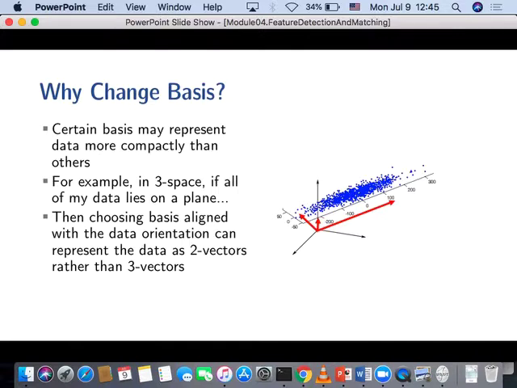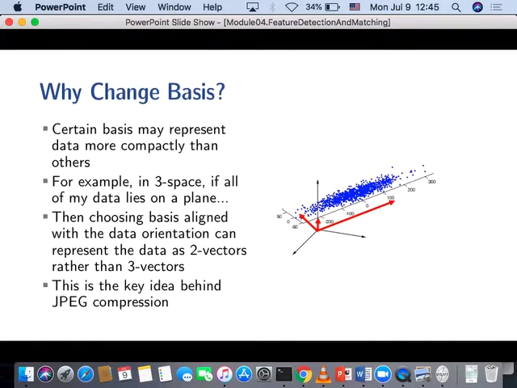Because the data is on a plane, if I choose one vector on the plane like this and another vector on the plane like this, then I can represent every point as a linear combination of just these two vectors. You have done that before: you generated data like this, by construction. Here we are saying I can estimate those bases, or I can change a basis so that I get those types of bases.